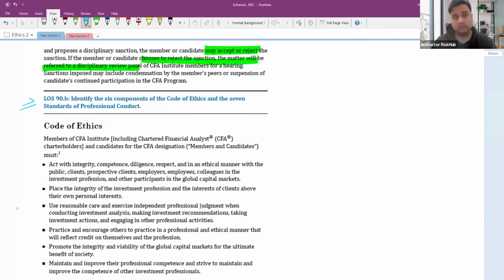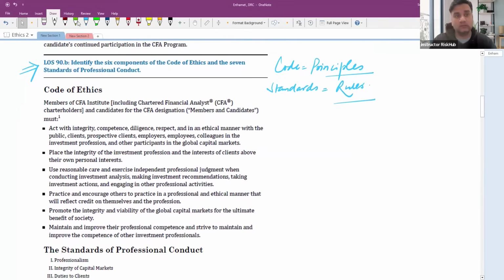Now we are doing your learning objective statement two, which is 90B. We are trying to identify the six components of the Code of Ethics and the seven Standards of Professional Conduct, right? So please keep in mind, first we study the Code, which is kind of your principles, right? Then we study the Standards, which are the rules, right? So your principles and rules. If you want to study line by line and understand it, it's very important, right?